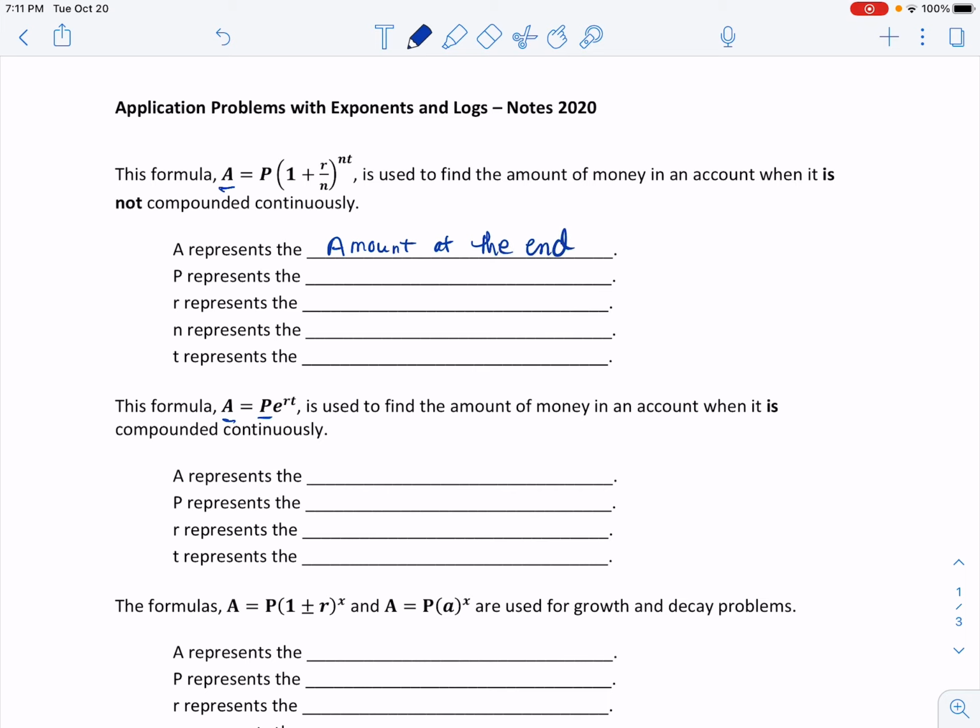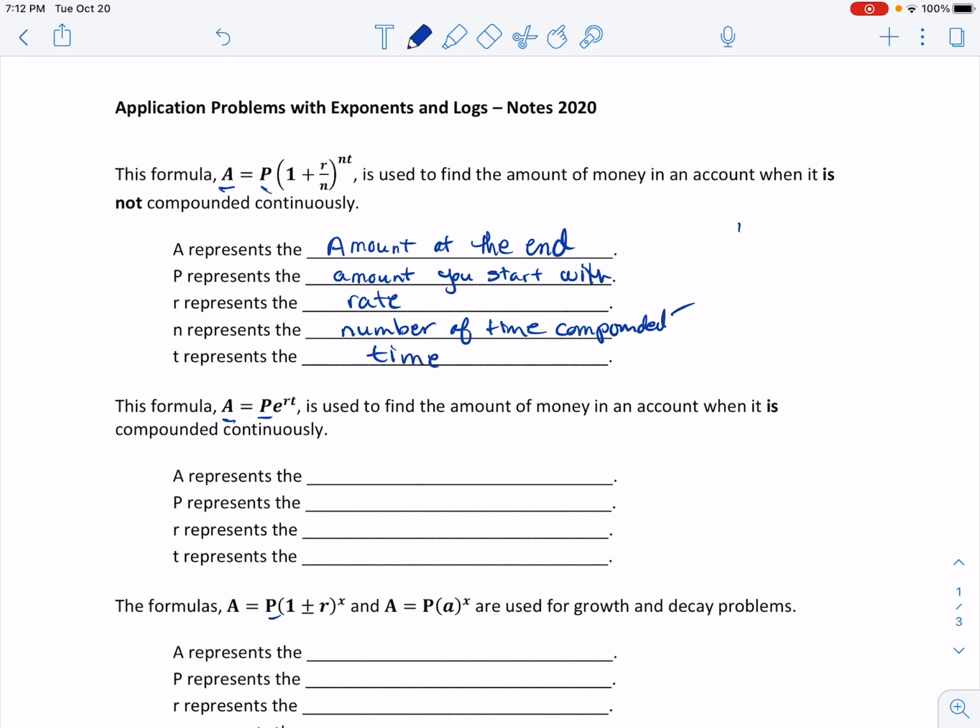Okay? There's a P in all of these. P is the amount you start with. R is the rate, interest rate. N is the number of times it's compounded. Okay, and T is time.